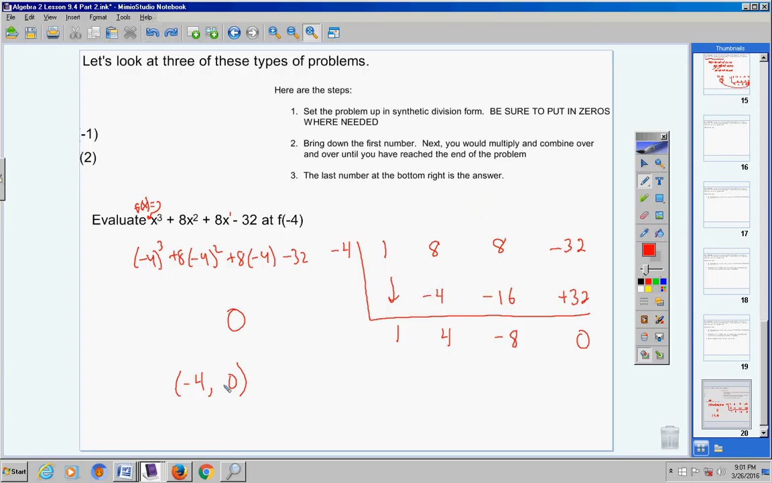So this is an ordered pair. This is your input. This is your output. I put in a -4 for x. I got out a 0 for y. This is so much faster than doing all of this right here.